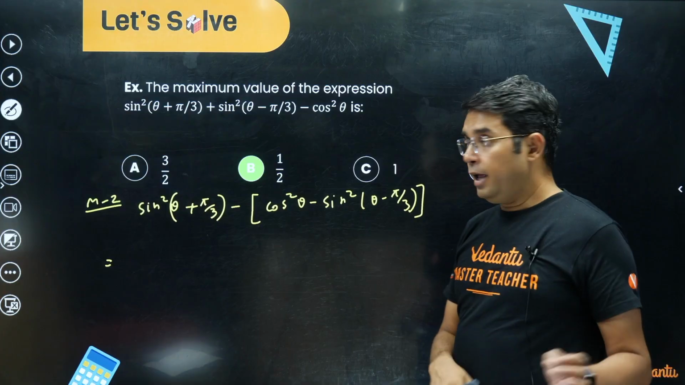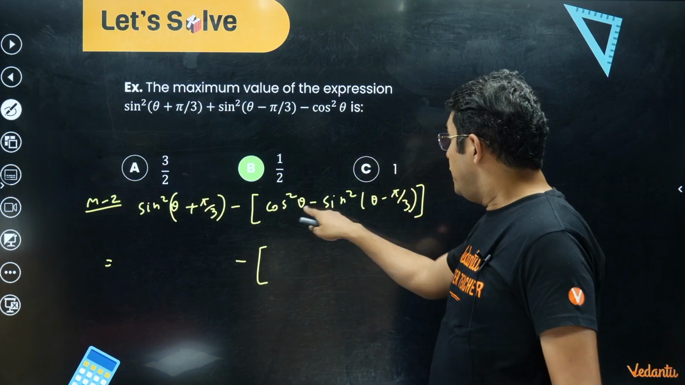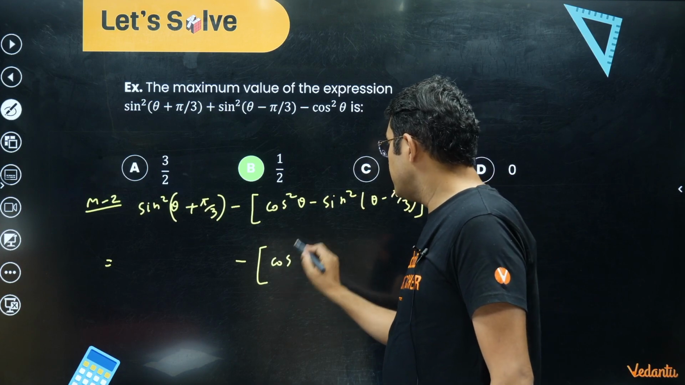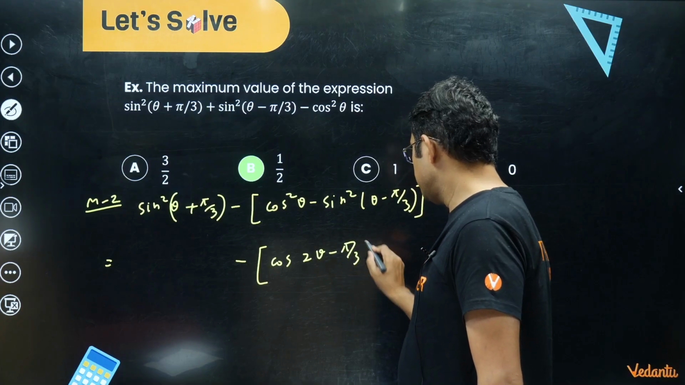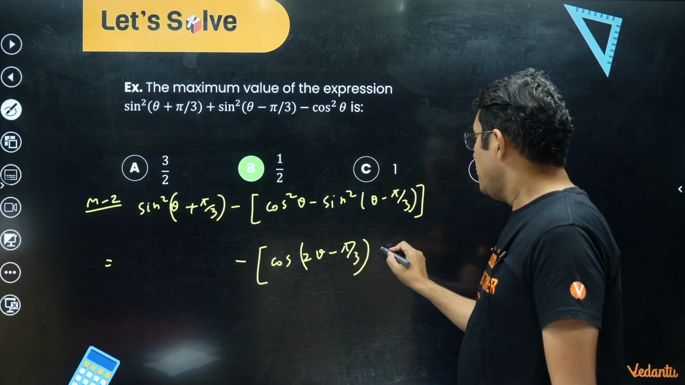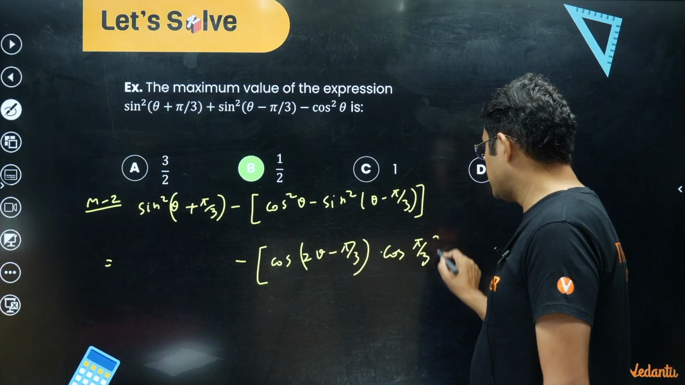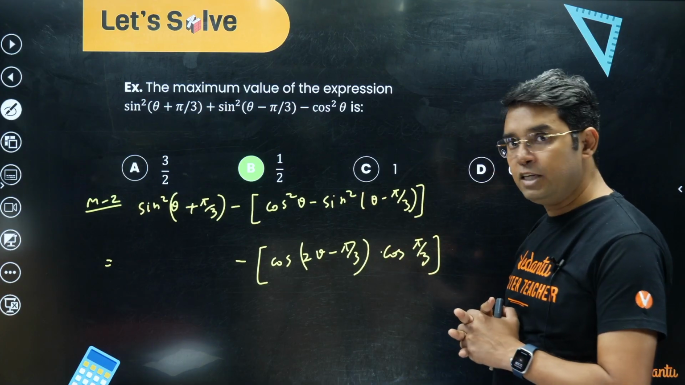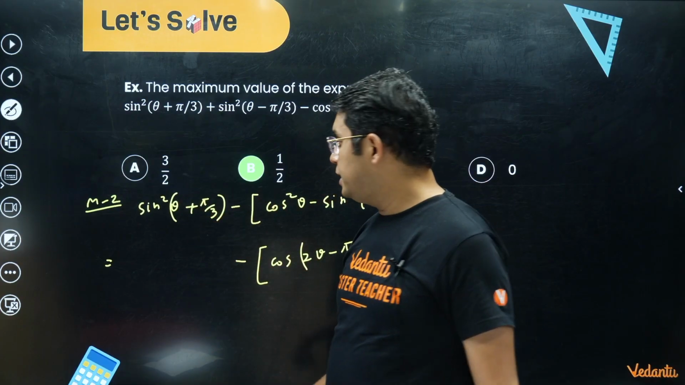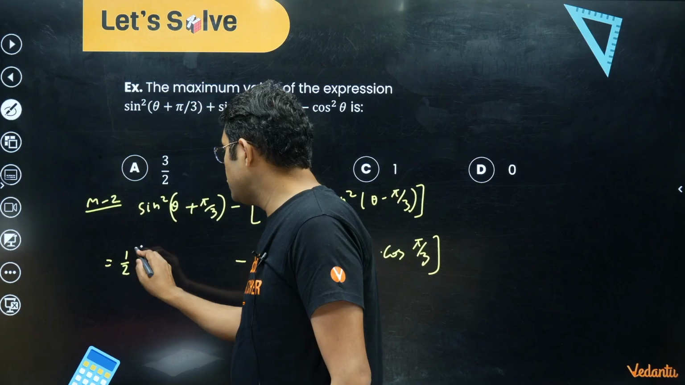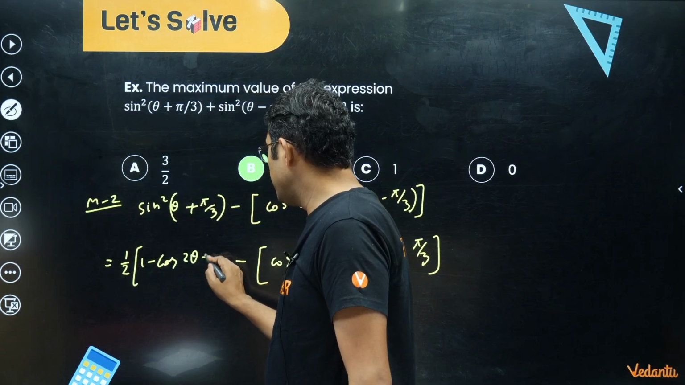This is cos square A minus sine square B. So let me first write this bracket only. If you remember, I told you it will be cos A plus B, so cos of theta plus theta minus pi by 3, into cos of A minus B. So that will be pi by 3. So this thing will be cos of 2 theta minus pi by 3 and cos pi by 3. Whereas this sine square theta can be written as 1 upon 2 outside and 1 minus cos of 2 theta plus 2 pi by 3.